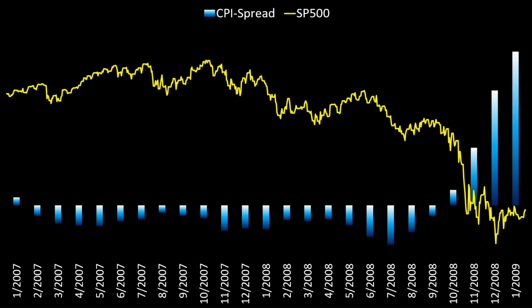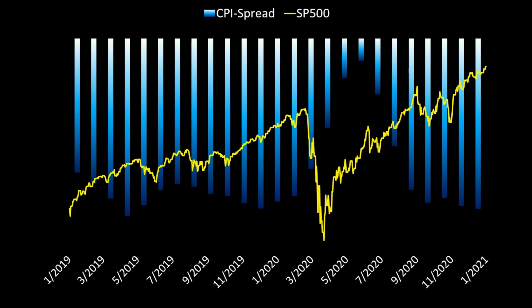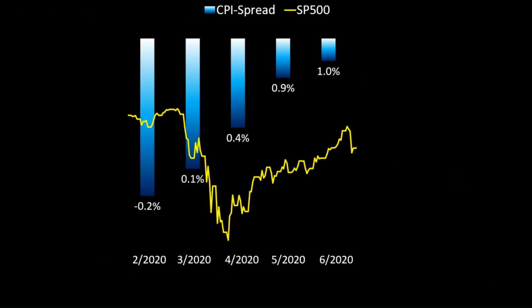How does this work in the past? Very simply. In 2008, yellow, by the way, is the S&P 500. In blue, that's the CPI spread. Notice in 2008, we went from negative territory in July, negative 0.8%, August, negative 0.5%, eventually turning to the upside during the crash. A 0.3% positive reading in October, November, 1.2%. So in the worst part of the 2008 financial crisis, the recession, we see the CPI spread turn positive as stocks collapsed. More recently, in 2020, as the stock market collapsed, we saw a negative CPI spread again turn positive.